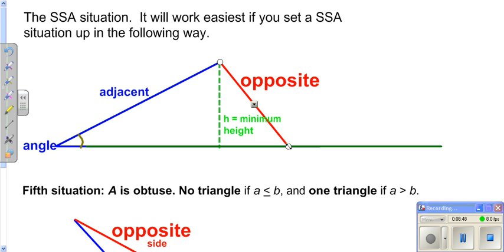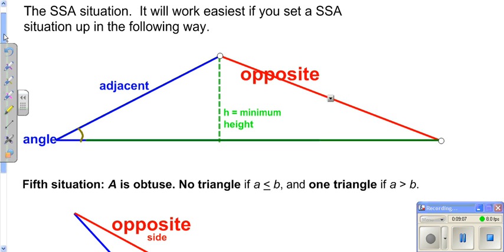Now, it is possible that this side right here is really, really long. It's only one triangle, because if I tried to swing it over here, it's going to be too big to form a triangle over here.